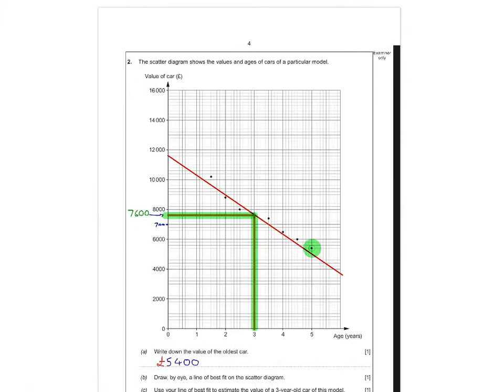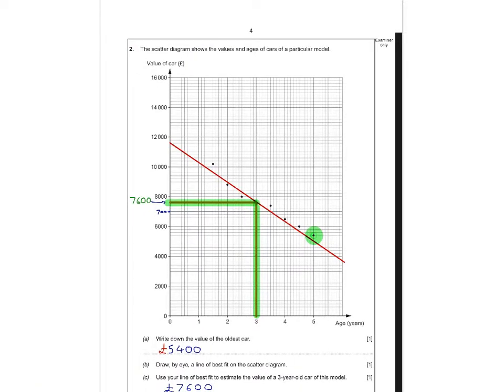Okay? So, first question said, write down the value of the oldest car. Now it's very important that you're really specific here. You need to work out the scale that we're going up in each little square. So you're on 0 here, you go up to 2000. So it's a jump of 2000 here. And there are 10 little squares that feed into that. So that tells me that each little square is worth 200 quid.